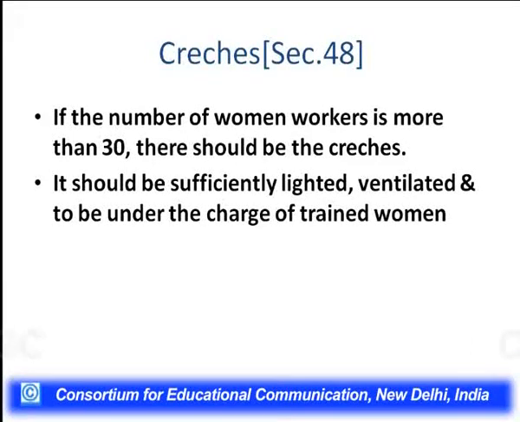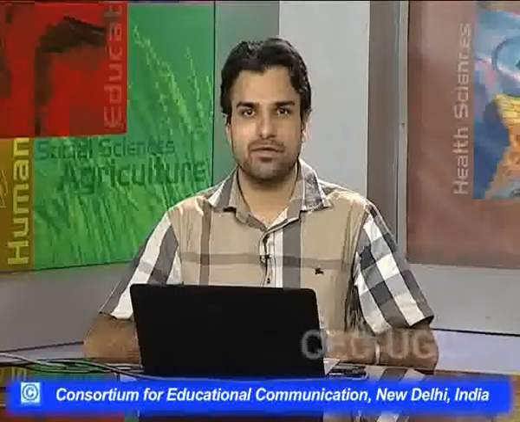Then section 48 is regarding crèches, which says if the number of women workers is more than 30 in the factory, there should be crèches, sufficiently lighted, ventilated, and under the charge of trained women. So these facilities have to be provided in every factory where the women workers exceed 30, so that they are permitted to carry their young children with them, where they can be kept while the mother is working in the factory, and the employees in the crèche should be trained women who would take care of the children while the mother is working in the factory.